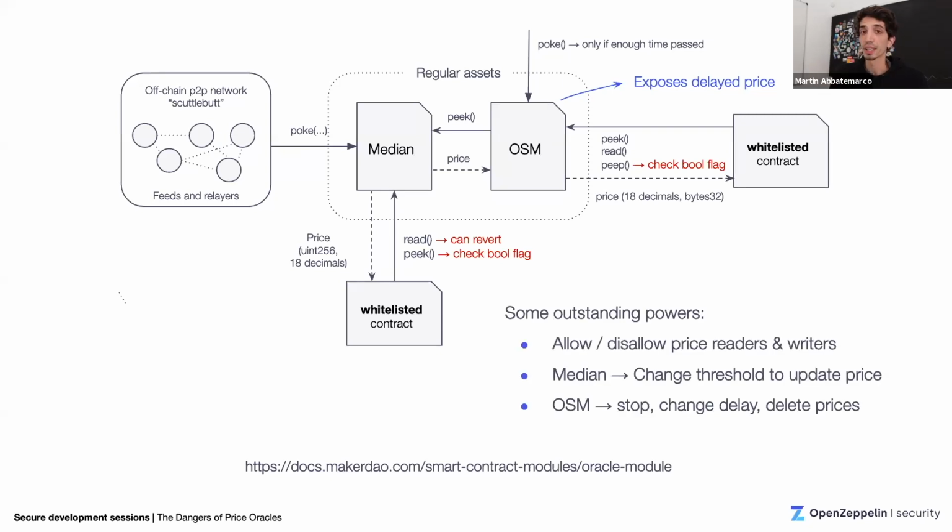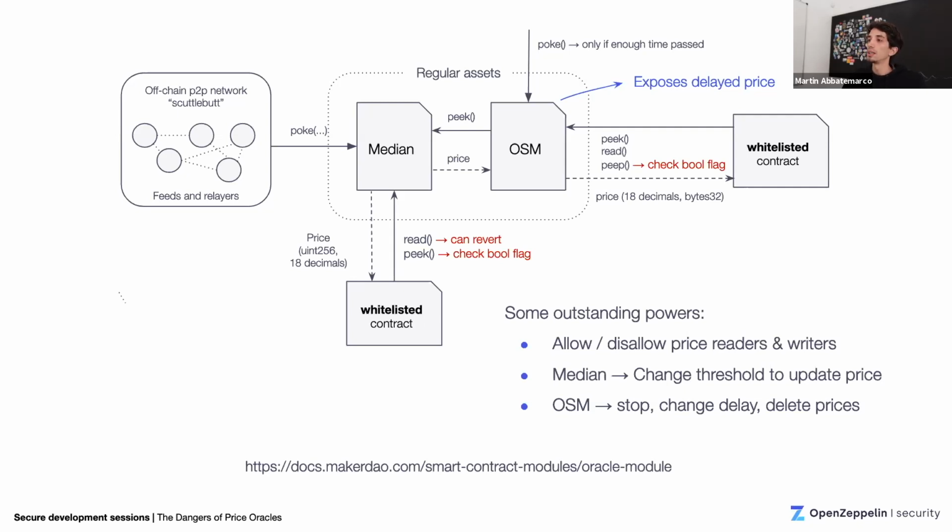So talking about outstanding powers, right? There are ways to allow and disallow price readers and writers from these oracles, from these contracts. In the median, you will see privileged accounts able to change the threshold that is needed to update the price. Or in the OSM, you might be seeing functions that can stop the contract, or that can change the delay, or that can delete prices. So you should be able to understand the subtleties of these things and be able to assess where this introduces additional risks or not into your protocol, right? And many of these changes might also be going through Maker's governance.